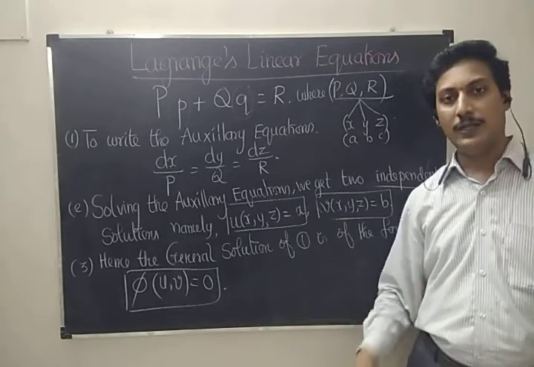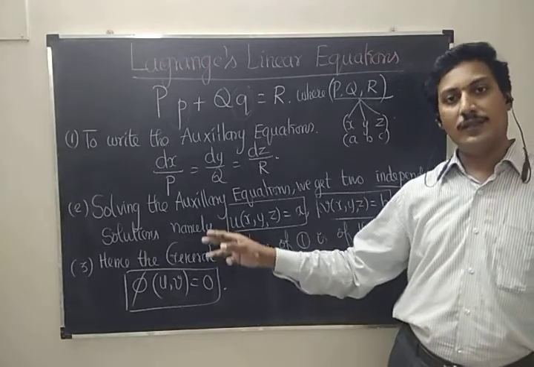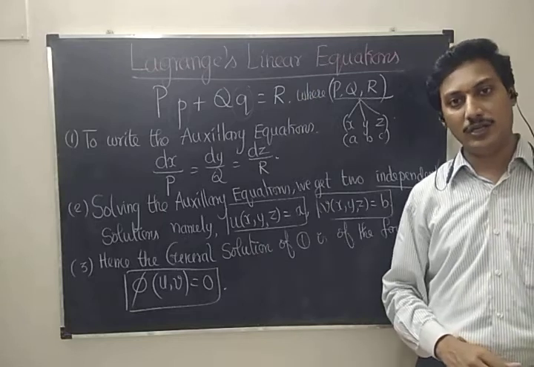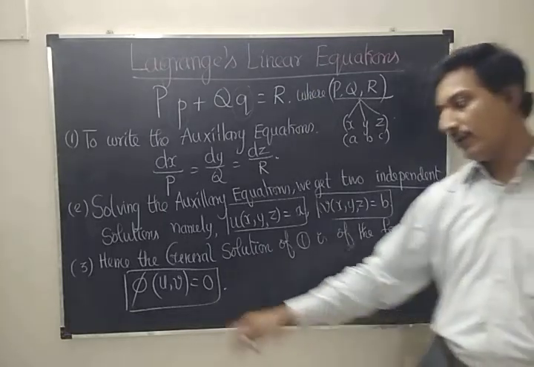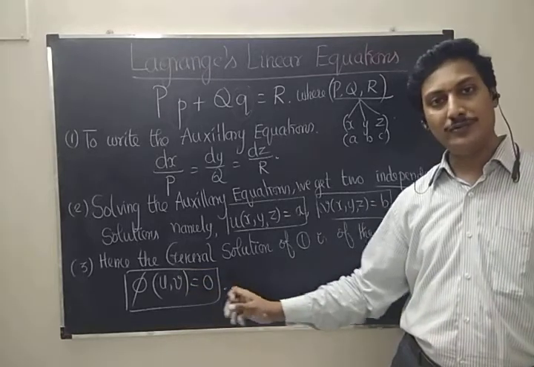The required general integral, often called the general solution of Lagrange's linear equation, is of the format phi of u comma v equal to 0.